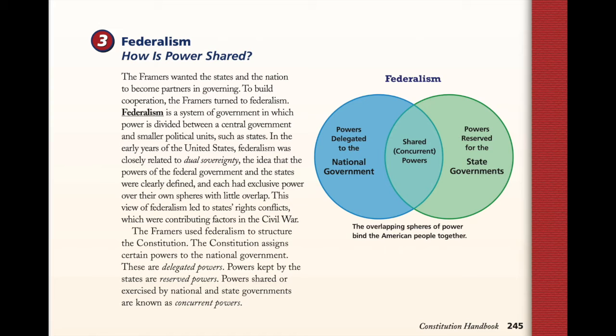The Constitution assigned certain powers to the national government. These are delegated powers. Powers kept by the states are reserved powers. Powers shared or exercised by the national and state governments are known as concurrent powers.